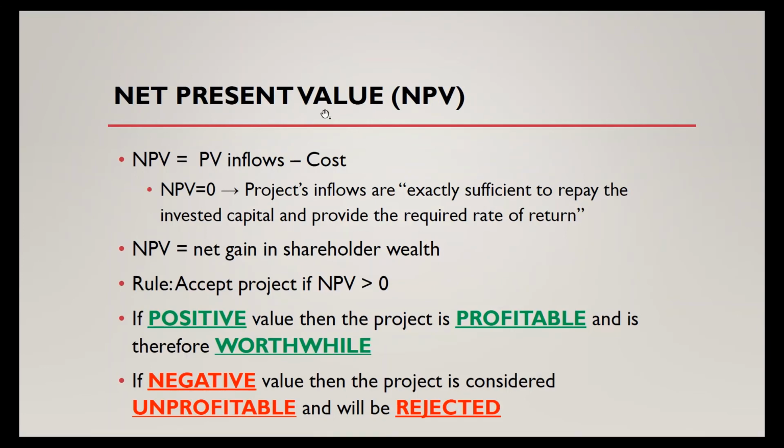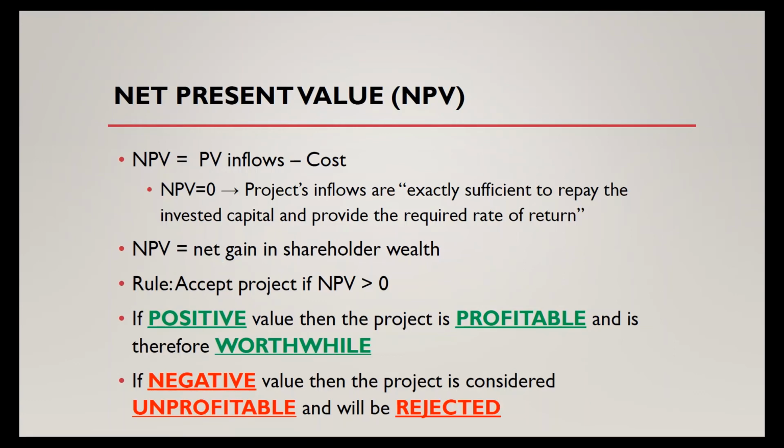To summarize, to calculate the net present value, we take the present value of inflow for each year and we subtract the initial investment. If the net present value is equal to 0, then that means the cash flow that we generated has just enough money to cover the initial investment, and that is already taking into consideration the interest rate or the inflation rate. The net present value tells the net gain of the shareholder's wealth.